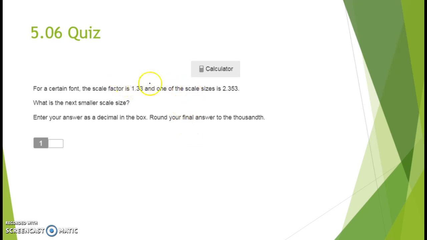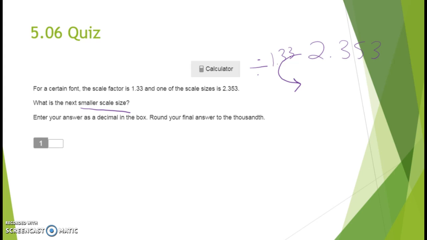This one says for a certain font, the scale factor is 1.3333, or 1.33, and one of the scale sizes is 2.353. The next smaller scale size, so I've got my size of 2.353. To get to the next smaller scale size, we need to divide by the scale factor instead of multiplying, since we're working backwards to the next smaller one.